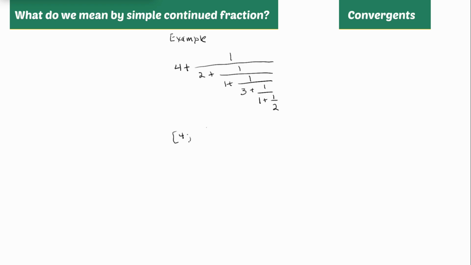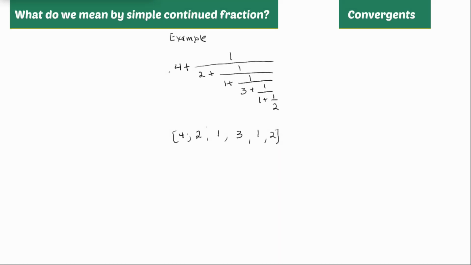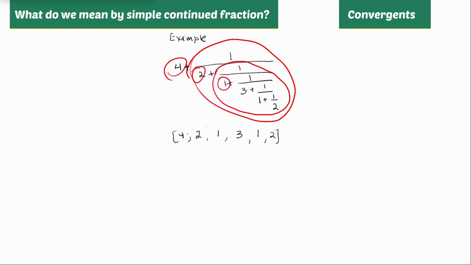There is another way to write this. We can put the sequence of numbers in brackets, like this, with a semicolon between the first and second numbers and commas between the others. This way of representing simple continued fractions is easier to write and a whole lot easier to type. The nested structure you see, where we have a number plus a fraction, and then in the denominator we have a number plus a fraction, and so on, is what makes what you see a continued fraction.